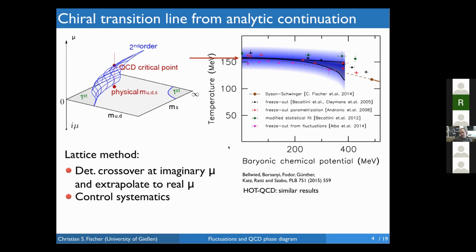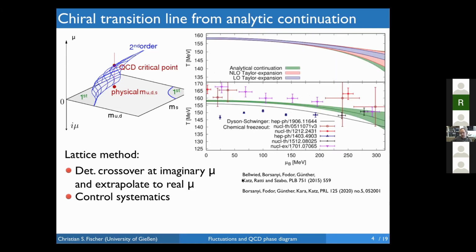There's a recent update from Wuppertal-Budapest, which basically shows the same picture. There are several ways to do this extrapolation. I mentioned analytical continuation, but we all know there are several orders of Taylor expansion, which is also possible, and they agree to a certain point, and actually they agree very nicely to even large values of chemical potential. But again, you see how this error accumulates at some point. And again, this is compared here with our latest update from 2019.